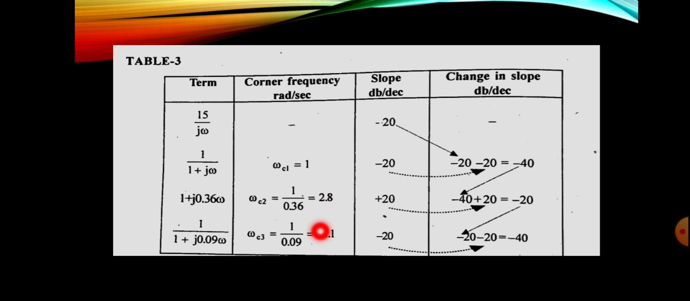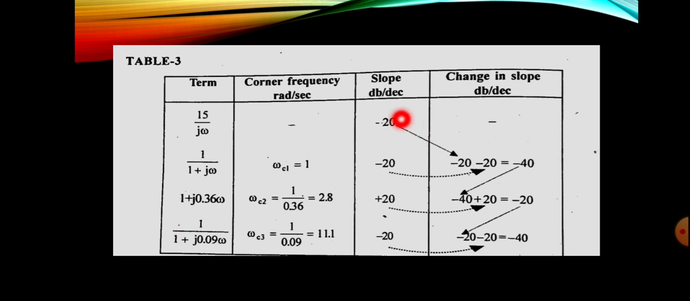So this is the increasing order of their corner frequency. Next you have to write the slope. For this, the slope is minus 20, for this quantity the slope is minus 20, and for this quantity, see the difference here, the slope will be plus 20 because it is in the 1 plus sτ form, that is, it is coming at the numerator side, so its slope is plus 20. The next term has a slope of minus 20.